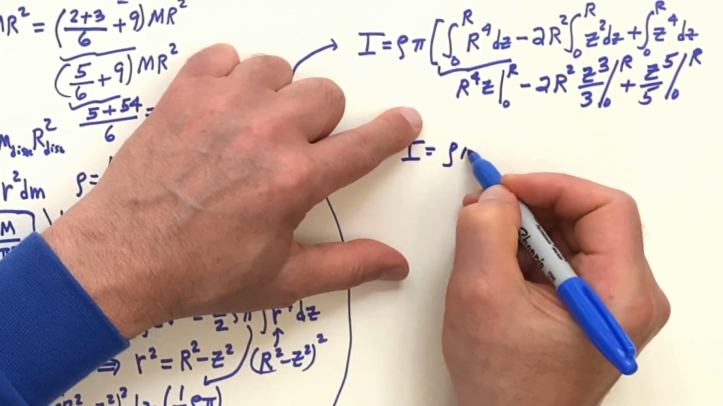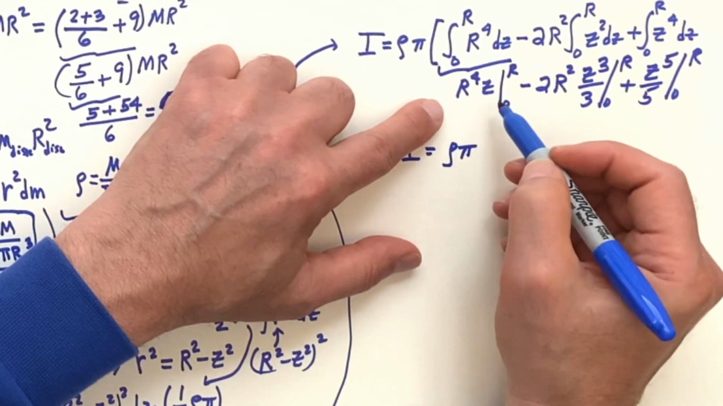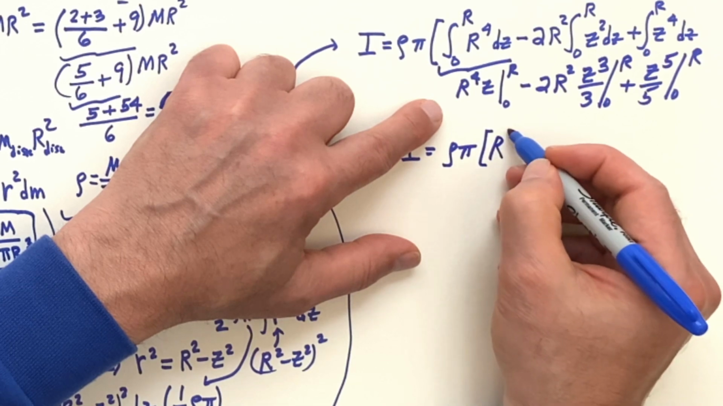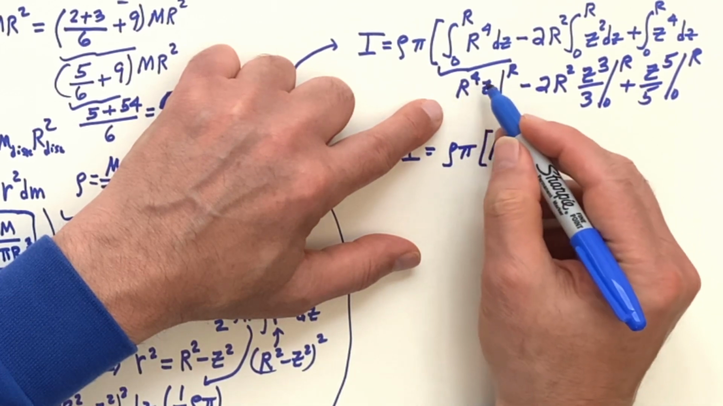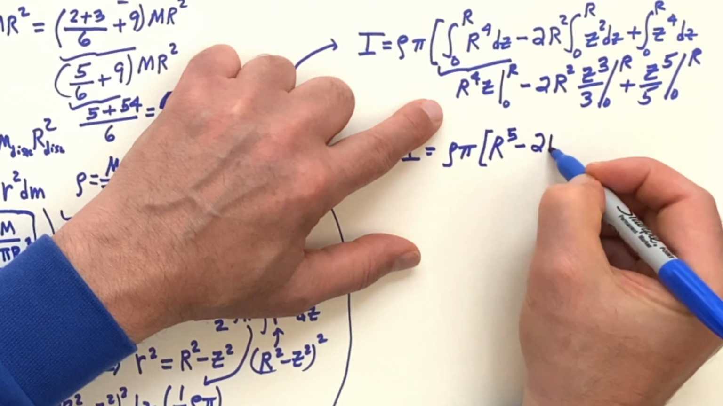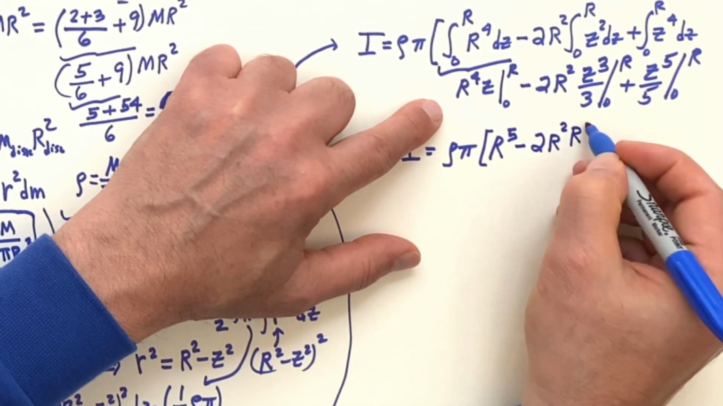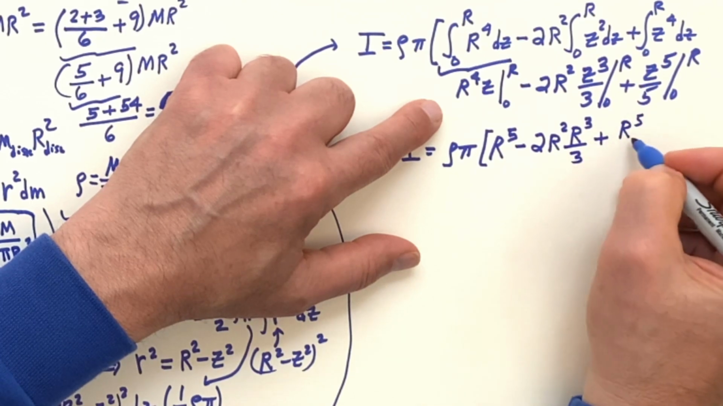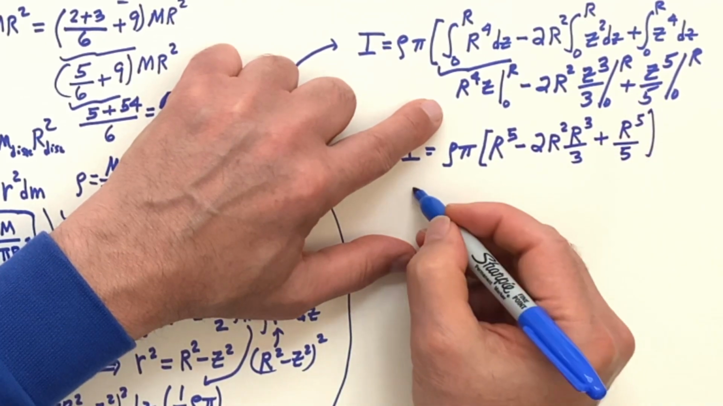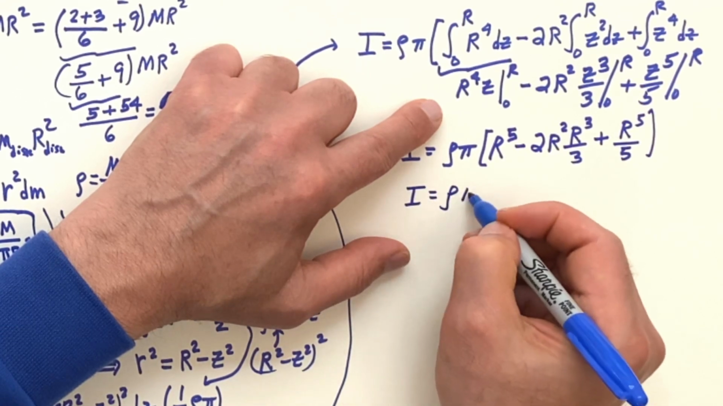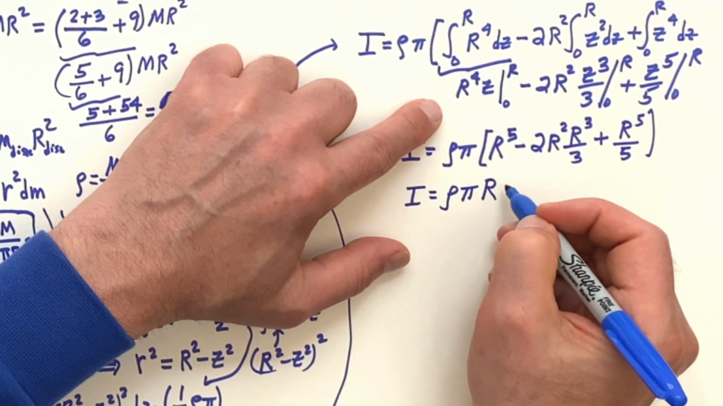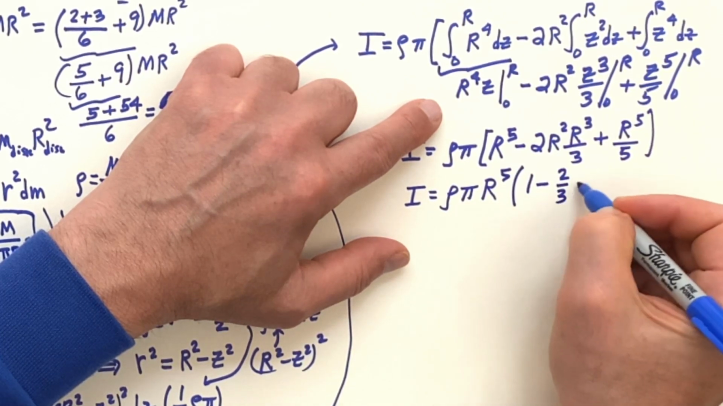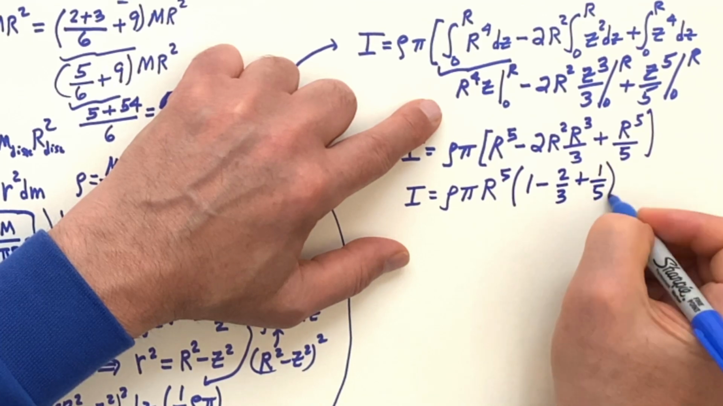So I have rho times pi, and I notice that I'm going to have r to the 5th everywhere. I'll go ahead and not skip that step. Watch this. That's going to be r to the 4th times r minus 2r squared times r cubed over 3 plus r to the 5th over 5. So now let's pull them out. We have rho pi r to the 5th, and we'll have 1 minus 2/3 plus 1/5.